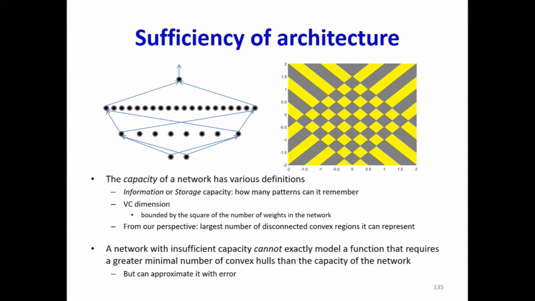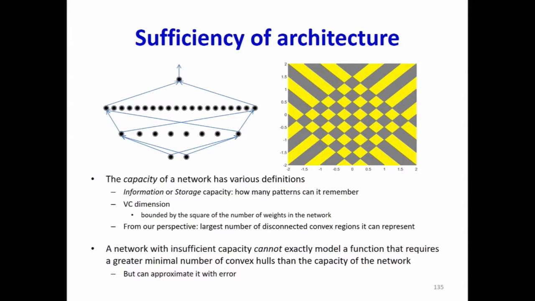The capacity of a network has various definitions. They have things like information storage capacity, which is how many patterns it can remember. If you're working with machine learning, people like to talk about VC dimensions of classifiers and so on. From our perspective, the capacity of a network is the ability to partition a space into different regions, how many different convex hulls it can partition the space into, and how effectively it can do so. Of course, this is a very informal way of thinking about it. If you want to be formal, you need better characterization.